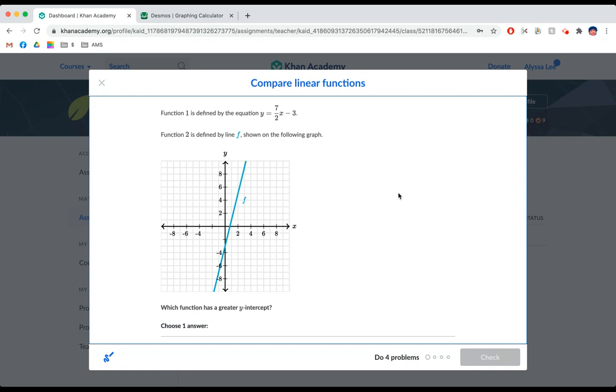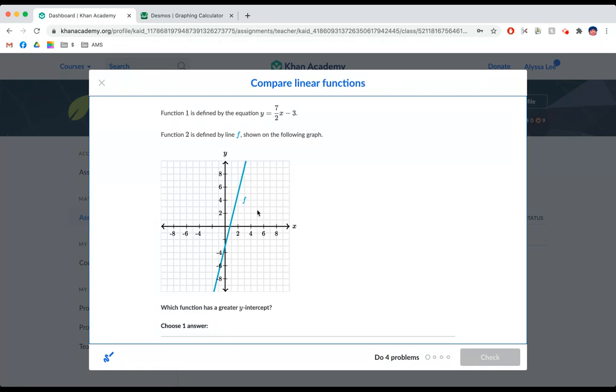So this is called compare linear functions. We have two functions that we need to compare, right? We can't compare unless we have two or more things. So function one is defined by this equation. We should have a slope of 7/2, as you see, a y-intercept of -3 if you know your slope-intercept form. And then it says function 2 is defined by line f, right? So they label line f here on this graph.